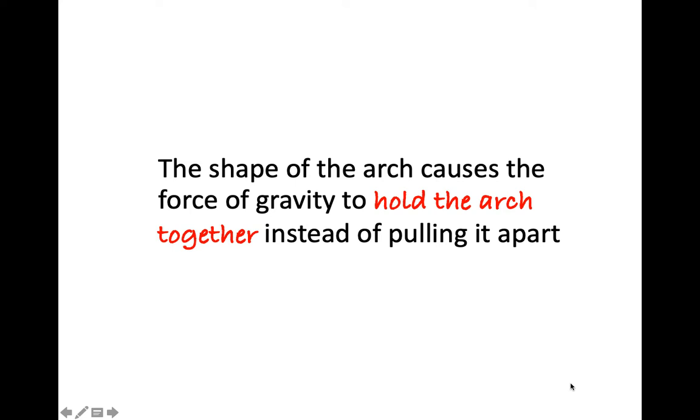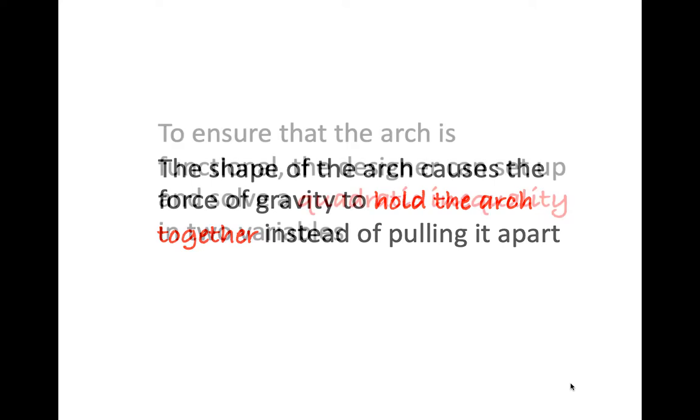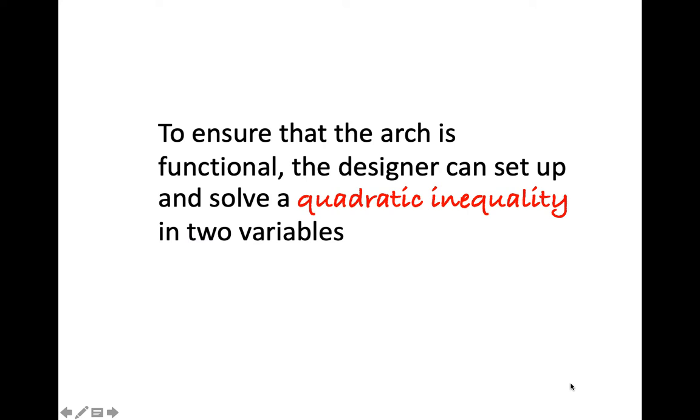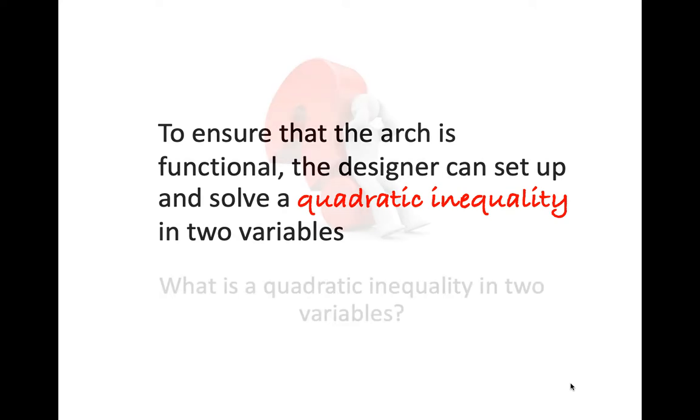And I just thought that was such a cool fact about the real world in terms of parabola being so strong and it supports itself. And that's why we see it in all kinds of architectural designs, and also engineers use it. And that's part of the reason that we are going to be taking a look at this too. So, to make sure that the arch is functional, the designer, whether that's an architect or an engineer, can set up and solve a quadratic inequality in two variables. And that kind of gives them some information to help them determine whether or not the arch is functional.